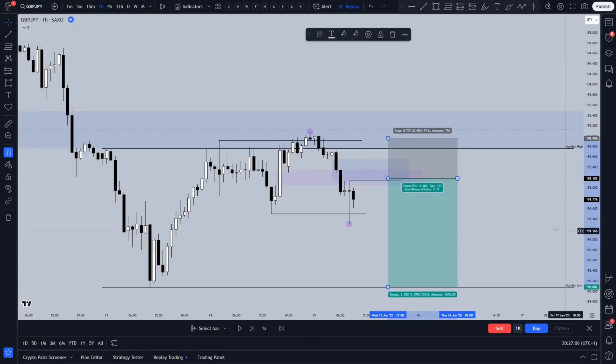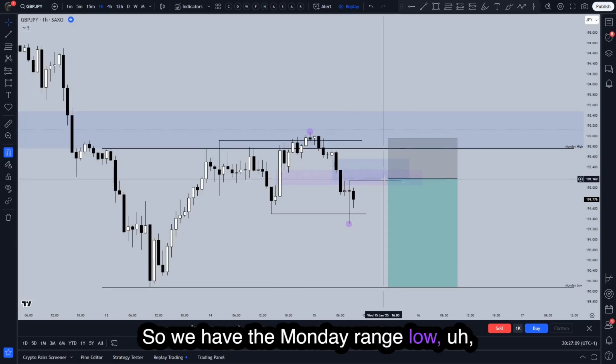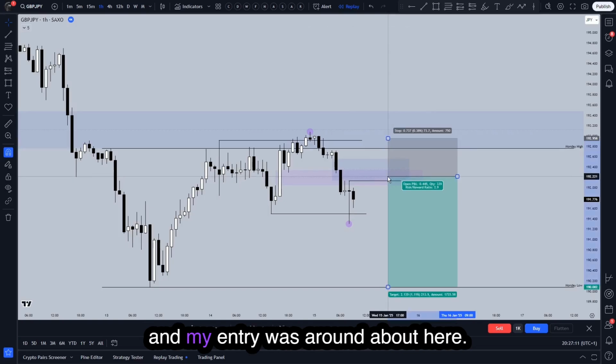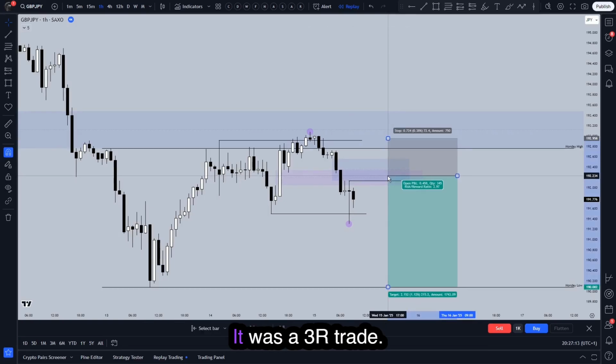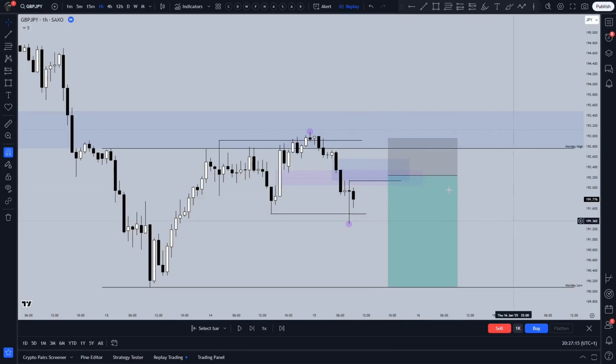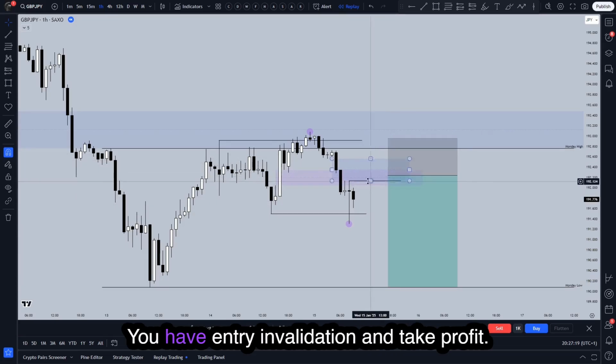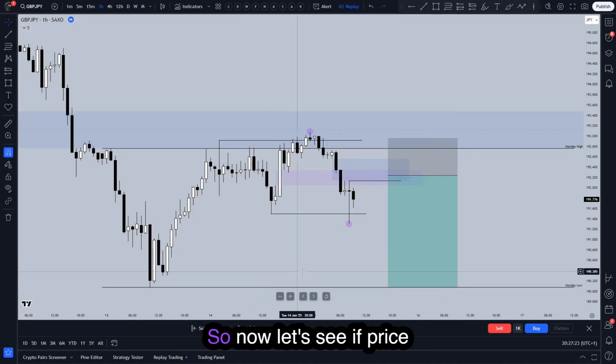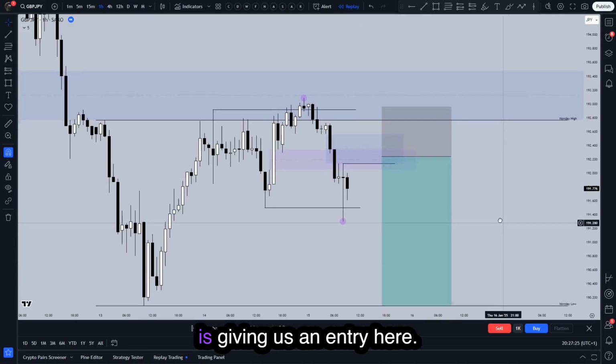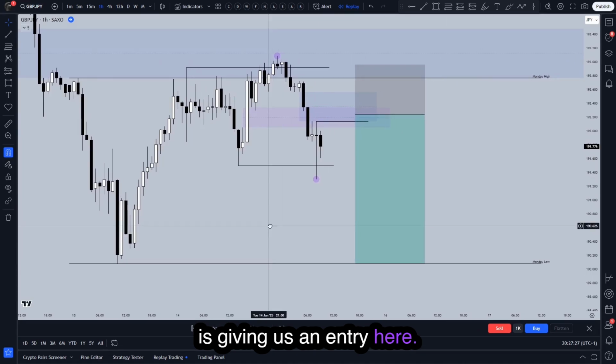Right here. So we have the Monday range low, and my entry was around about here. It was a 3-hour trade. And there you have now the swing trading setup, right? You have entry, invalidation, and take profit. So now let's see if price is giving us an entry here.